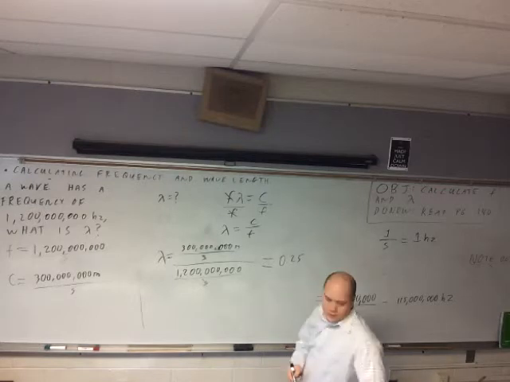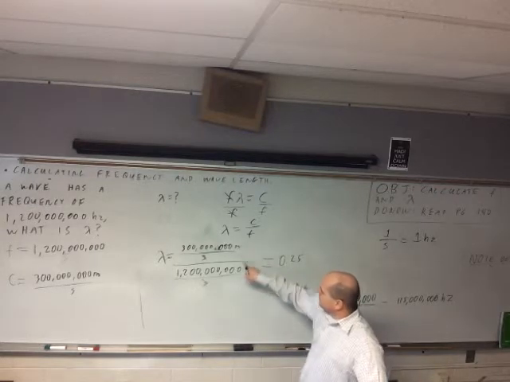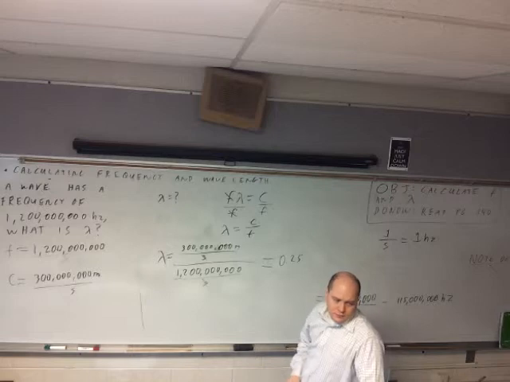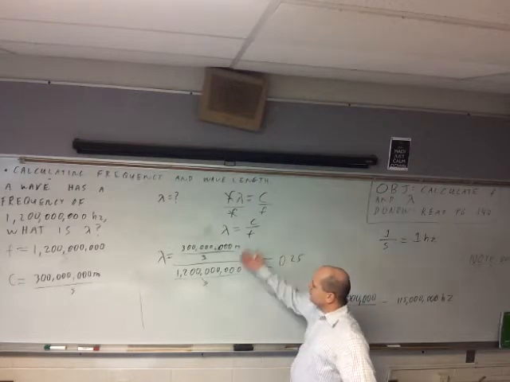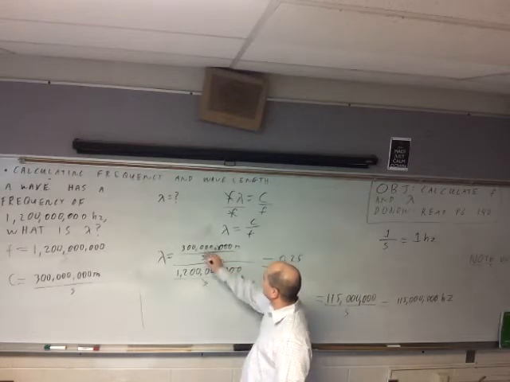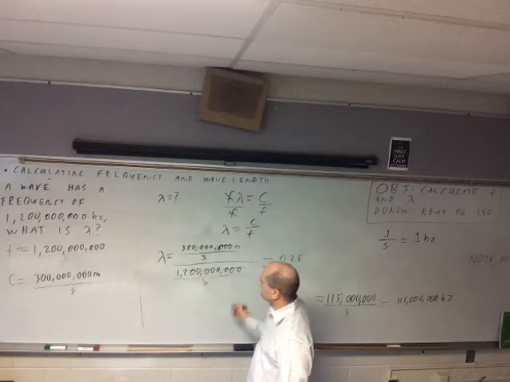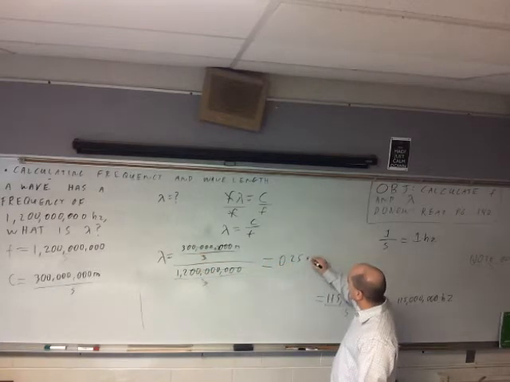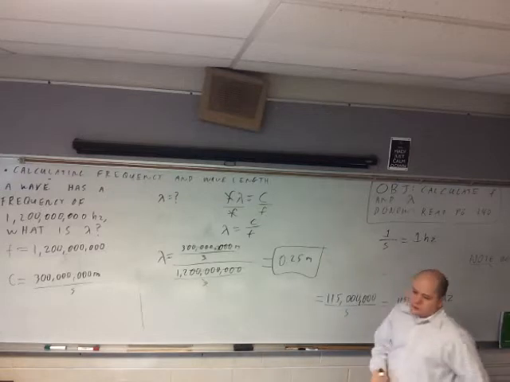Wait, so are you dividing 300 million by 1.2 billion? Yeah. You can plug it into a calculator, but you can save some time by crossing off some zeros. It's really 3 divided by 12 is what that comes out to. So, 0.25 meters.